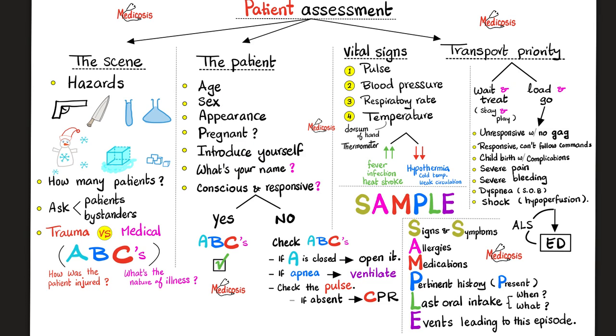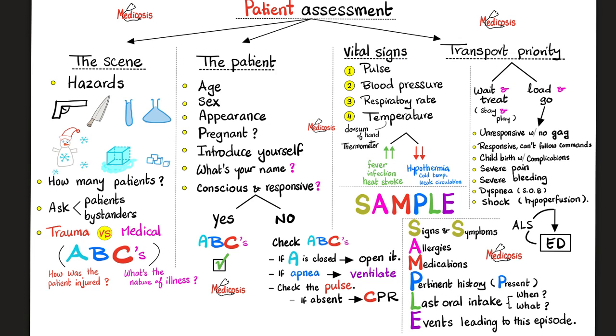Introduce yourself. And then ask the patient, what's your name? Is the patient conscious and responsive? If the answer is yes, the odds are the ABCs are okay, but you need to check them as well. But if the answer is no, my patient is not conscious, not responsive, then of course you check the ABCs. If the airway is closed, you open it. If there is apnea, you ventilate. And if there is no pulse, you start the CPR, which is cardiopulmonary resuscitation.